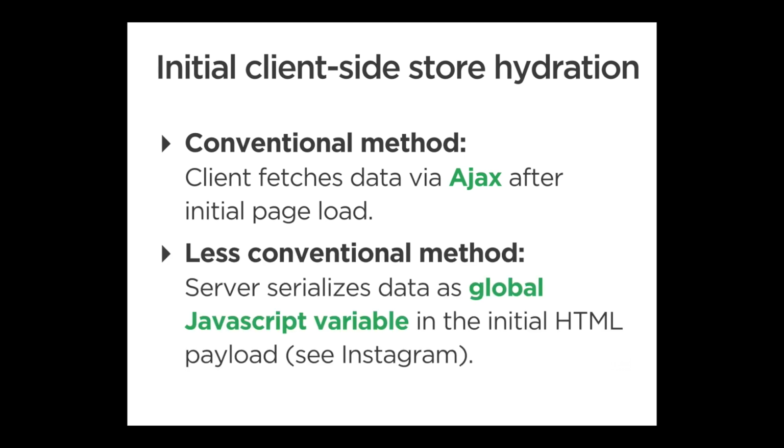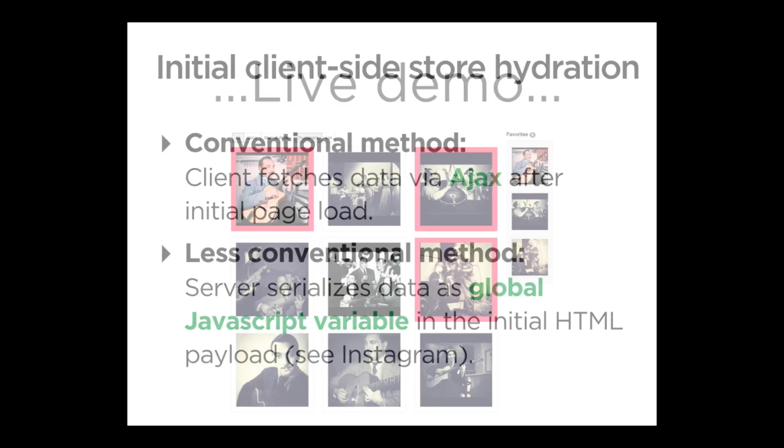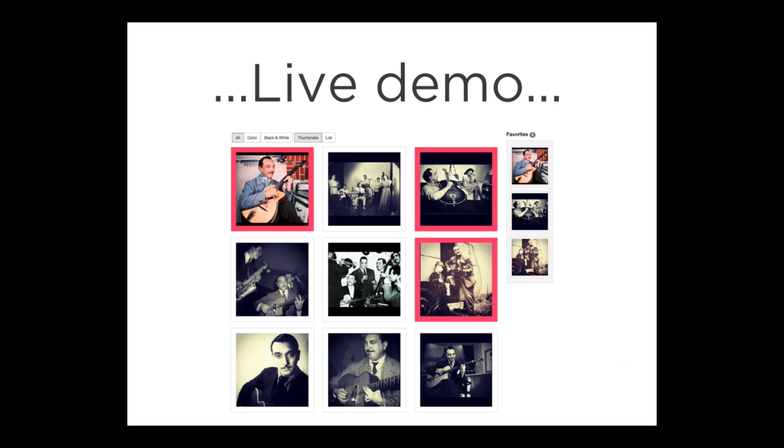Another method, which you might think is a bit less conventional, is that on the very first request, Django is going to serialize that data and stick it into a JavaScript variable and output it into the initial HTML payload. That's how Instagram does it. That's just one way to save an extra call to the server, an extra round trip just to collect the data. So now let's take a look at a live demo.